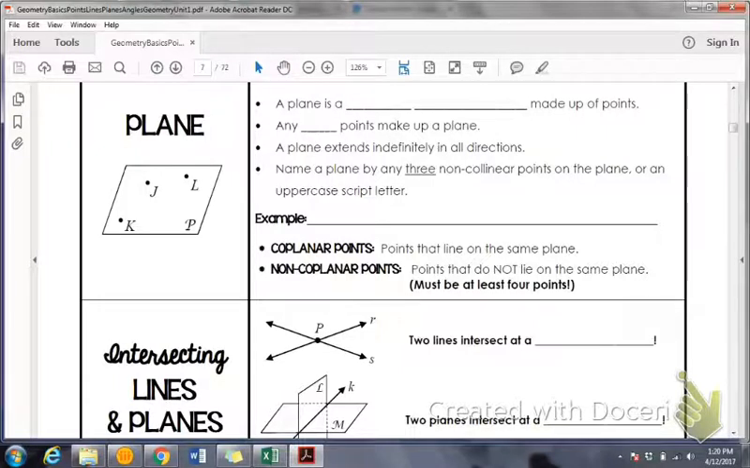So a plane is a flat surface made up of points. But if you're going to have a plane, remember a line is just 2 points, right? But if you want a plane, you need 3 points. So any 3 points make up a plane, but the points must be non-collinear. And I know that this is a lot of vocab, and we'll talk about this in just a second. Non-collinear, meaning those 3 points cannot be on the same line.